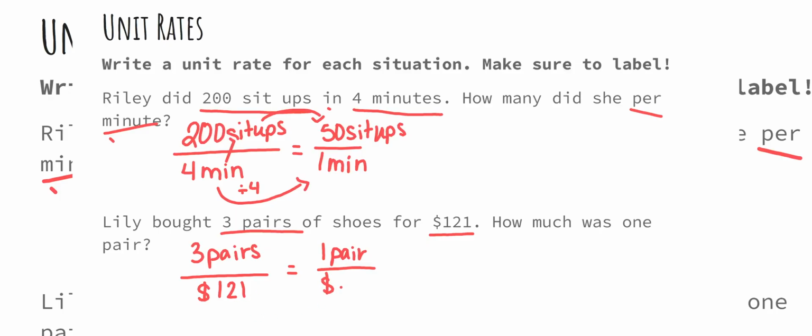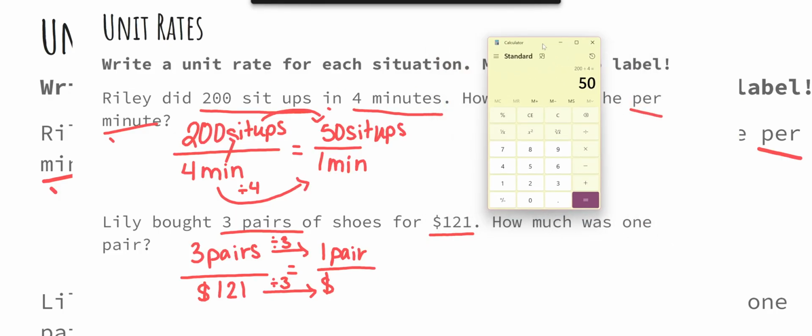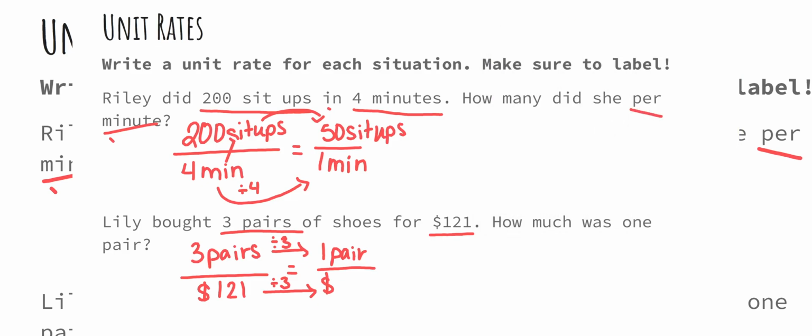Now, I know to get from 3 pairs to 1 pair, I have to divide by 3. So I need to do the same thing here. I'm going to divide by 3. All right, we're going to get our handy dandy calculator here. And we're going to say 121 divided by 3 gives me 40.33. So 1 pair of shoes cost $40.33. So this is our unit rate.